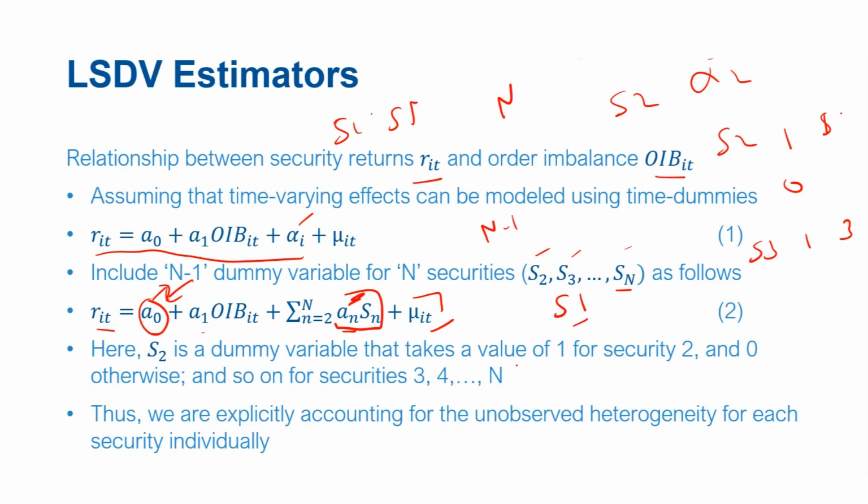So ultimately, we are explicitly accounting for the unobserved heterogeneities corresponding to each security, and the advantage of this model, unlike the previous model that we discussed or some of the other panel data models and the OLS approach as well, is that you get to estimate the impact of unobserved heterogeneity explicitly here. So you measure that.